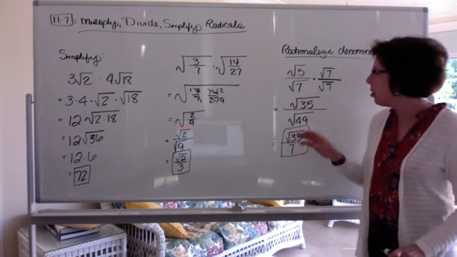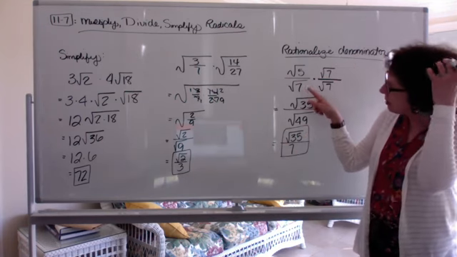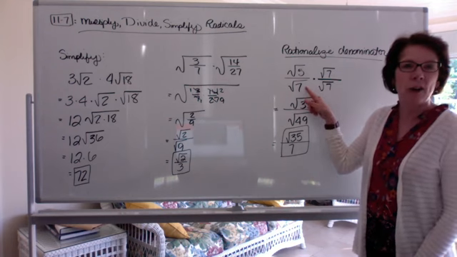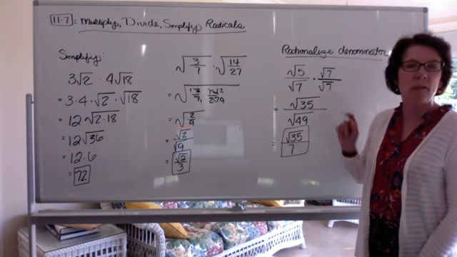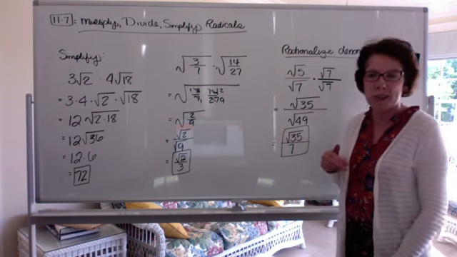There is my answer. And I took an irrational denominator and created a rational denominator with that special technique of multiplying by 1 in the form of root 7 over root 7.